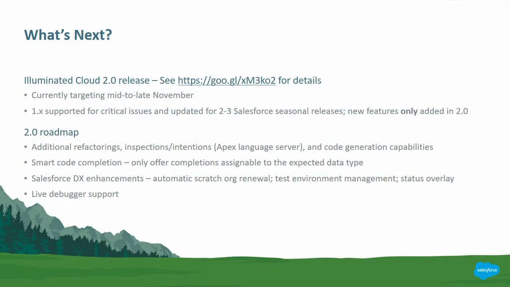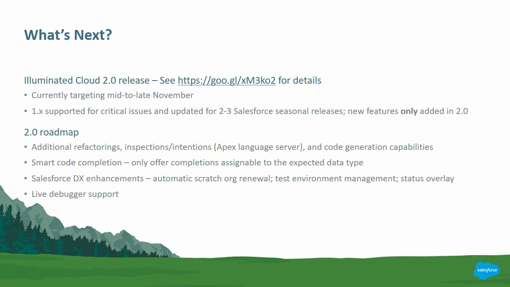So the features I just showed are a mixture. Some of them are in the current shipping product, 1.x. Everybody already has access to them, or if they want, can have access to them. And that includes Salesforce DX support. It includes the Apex doc support. It includes the toolbar and the ability to open any of your connections, things like that. That's all there.